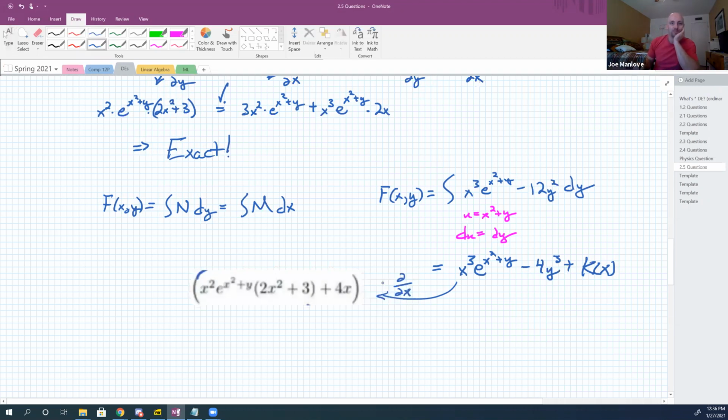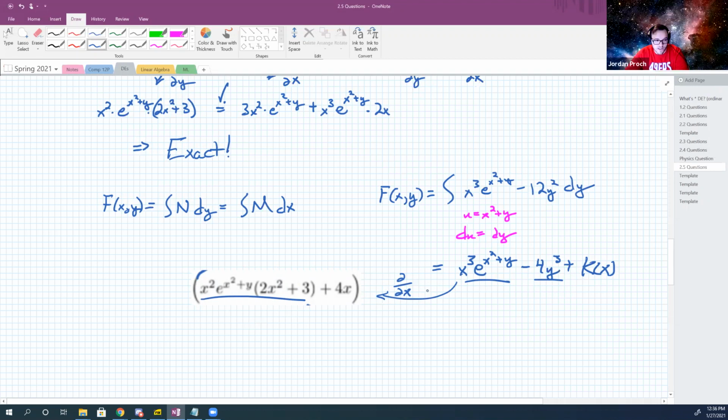So I need to play matching games here, right? If I differentiate with respect to x, all this stuff, well, this part goes to 0. This part accounts for those two. Right, because I'm going to have the product rule. So, you guys with me on that?